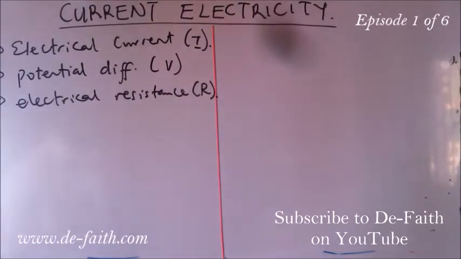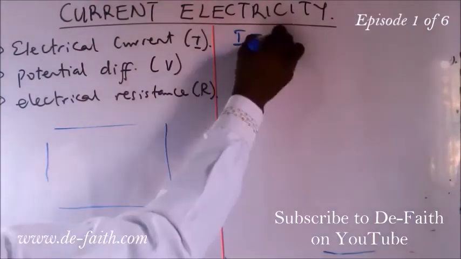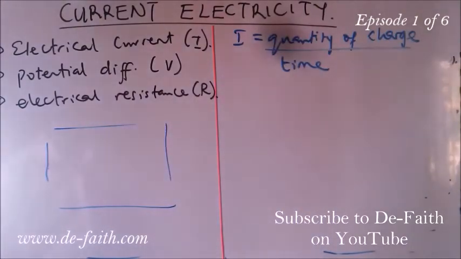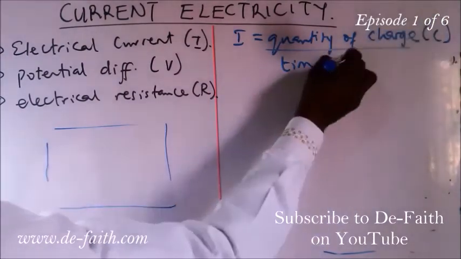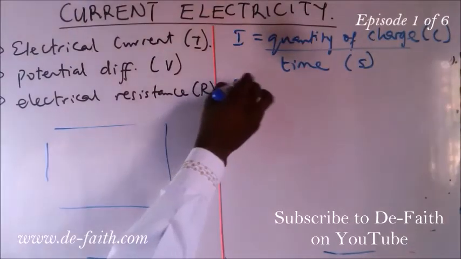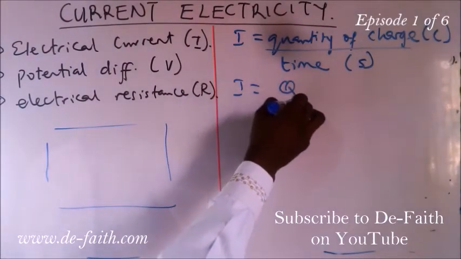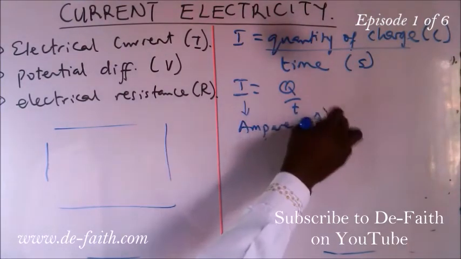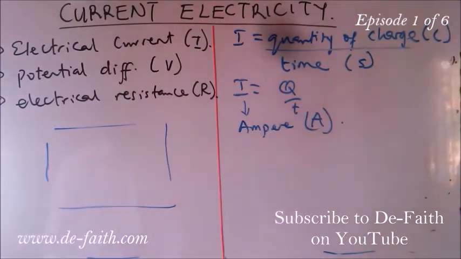Electrical current is the rate of flow of charge around a circuit. Current is the quantity of the charge over the time taken for the charge to flow around the circuit. Quantity of charge has a unit of coulomb, which is represented as C, while time has an SI unit of seconds, S. I equals Q over T. The SI unit of current is the ampere. It's represented as A.